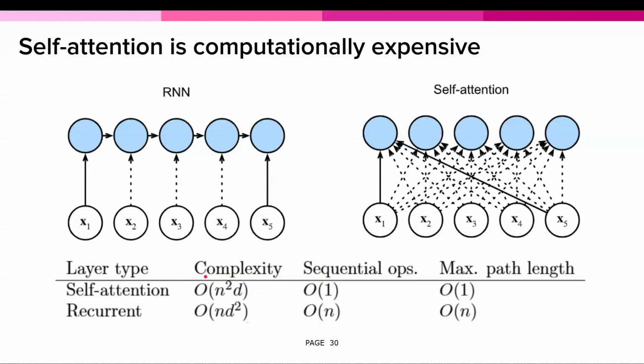The computational cost of RNNs scales with n, but they're less effective at capturing dependencies across distant parts of the sequence because their maximum path length scales with the length of the input sequence.